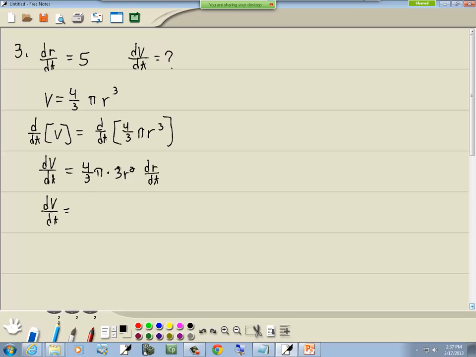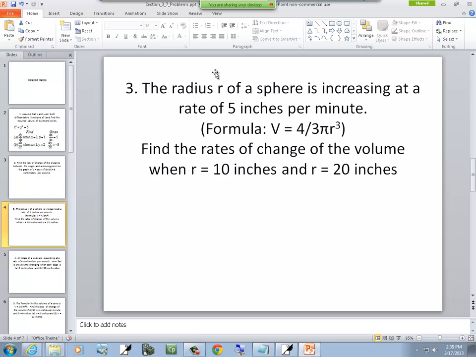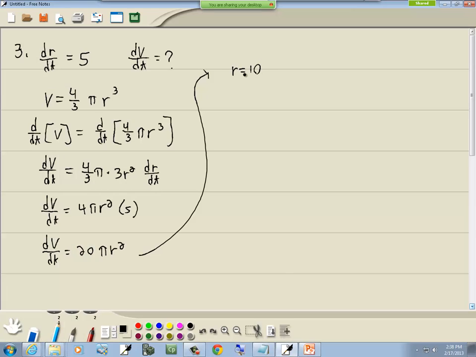Well, the 3 is going to cancel, and we got 4 pi r squared. dr dt we were told was 5, so I'm going to plug that in. So then dV dt is going to equal 20 pi r squared. Now they want us to plug in r is equal to 10, and they also want us to plug in r is equal to 20.